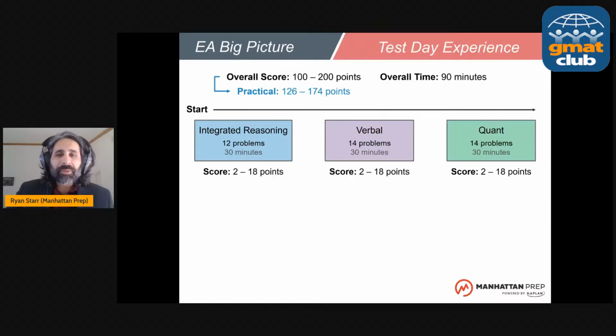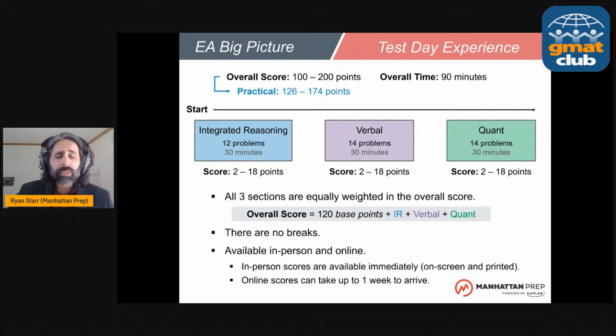So the test is 3 sections, but it ends up playing out more like 6 sections, as we'll talk about in a second. The scoring for each section is on a scale of 2 to 18 points. And your overall score, the one we talked about, from 126 to 174 that you're trying to get to a 150 or 155 plus on, comes from basically 120 baseline points plus your IR score, plus your verbal score, plus your quant score.